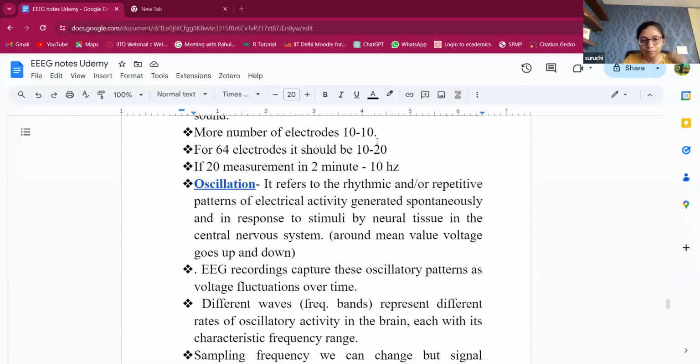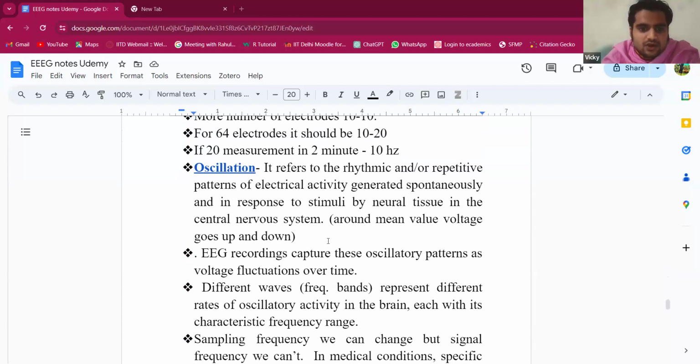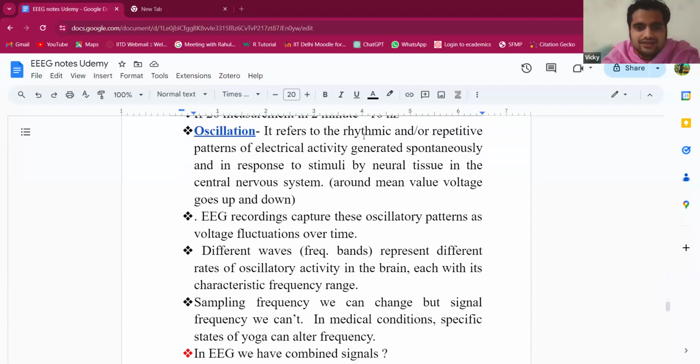So about the 10-20 system and 10-10, you talked about more electrodes. If there are more electrodes in our cap, it means that 10-10 is there, and if there are 64 electrodes, it should be 10-20. That's why. So oscillation, we talked, is basically the same as signal frequency. The rhythmic pattern is there, repetitive patterns in electrical activity. We call it oscillation, which generates spontaneously in response to stimuli by neural tissue in the CNS.